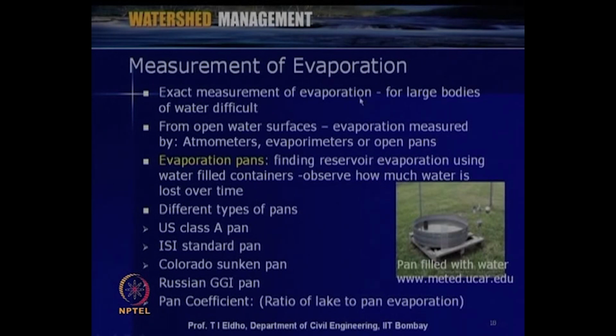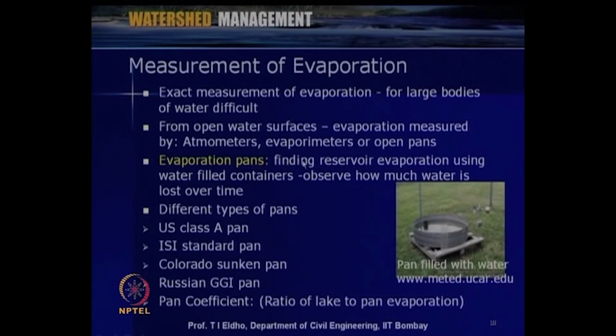Now, the exact measurement of evaporation is very difficult. Generally, for large water bodies we can consider some experiments, or we can use some equations which are already developed. From open water surfaces we can measure the evaporation using various equipment like atmometers, evaporimeters, or open pans. This shows a typical pan; this photo is taken from this website. We can fill this pan, and then observe the variation in depth with respect to time. Accordingly we can identify how much is the evaporation loss.